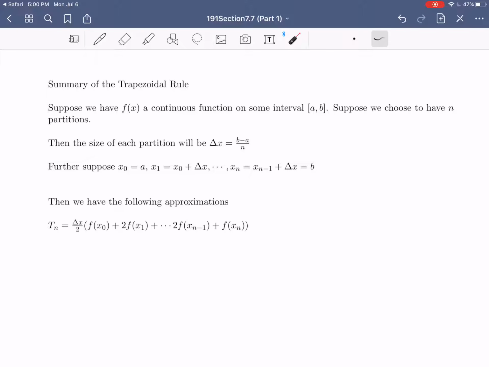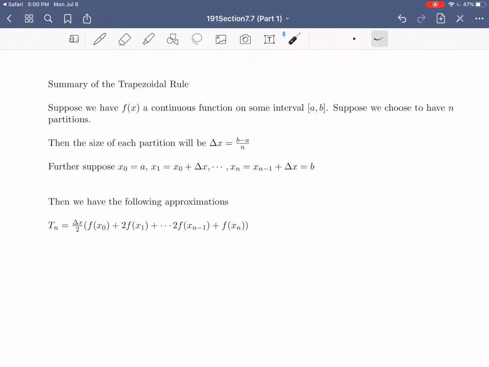So this is a new approximation formula based on a different shape. Trapezoids are still easy to find the area of, which is why we use this as our new approximation. But it is different than the previous three, because all those were based on rectangular approximations. This is based on a trapezoidal approximation.